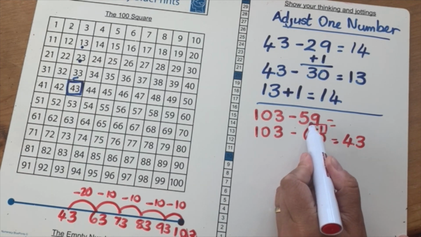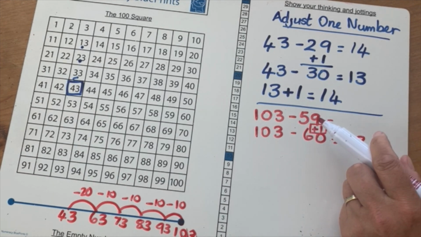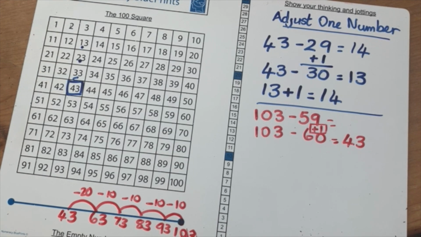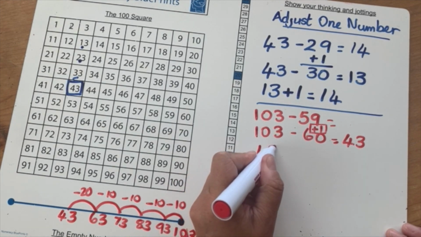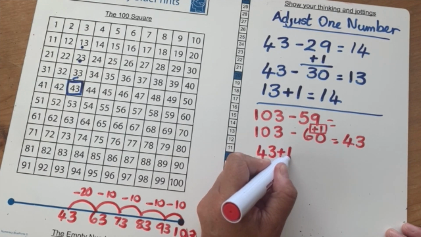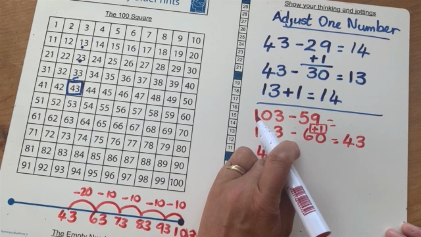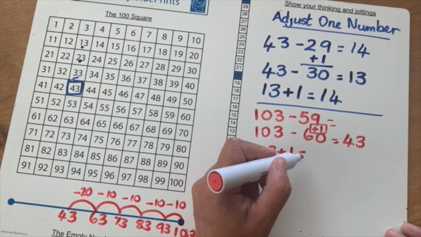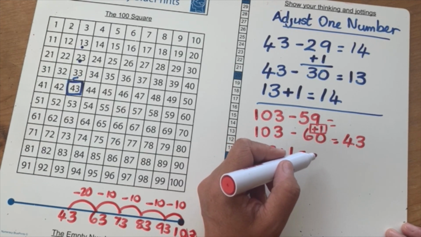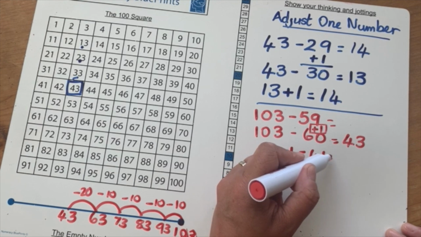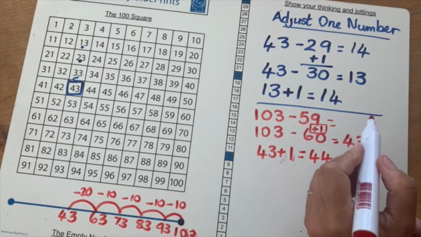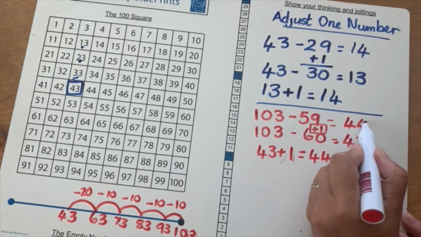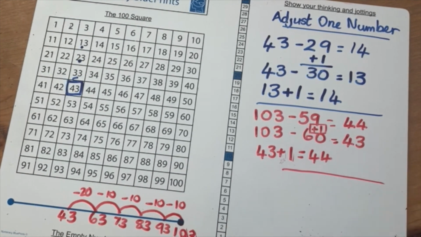We added one on, so in fact we took away 60 instead of 59. We've subtracted one extra, so we need to add that back on to our answer. So 43 add 1 gives me 44. So 103 subtract 59 gives you an answer of 44. One more.